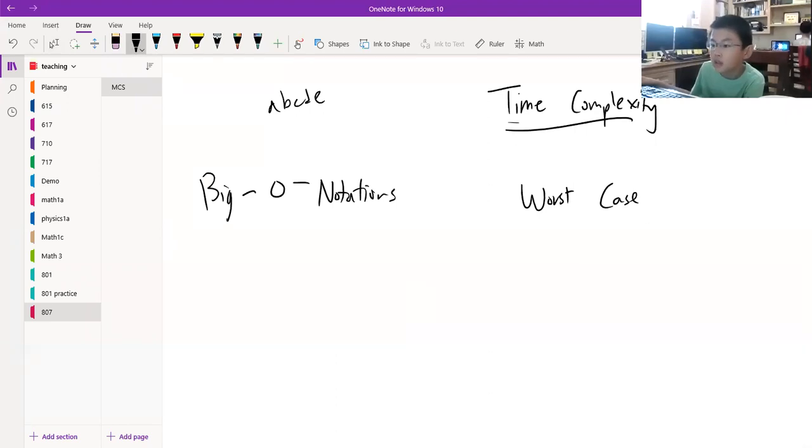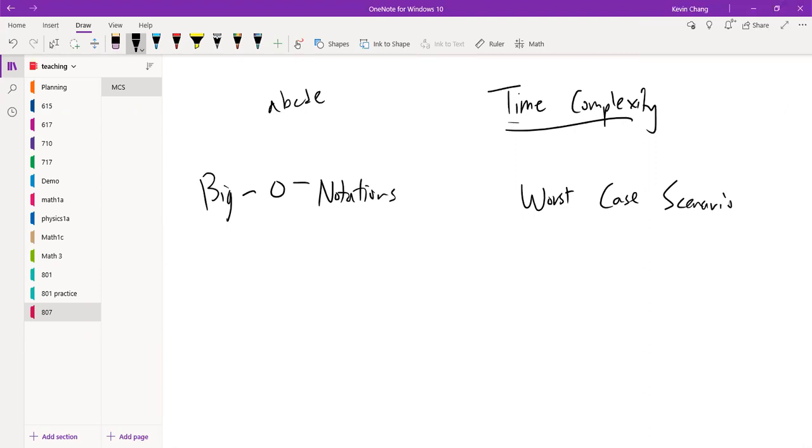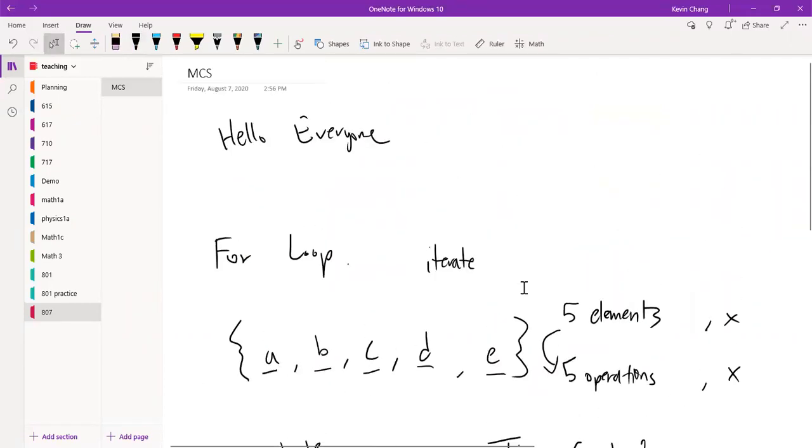So if we look at the worst case scenario, we're essentially analyzing what is the possible worst time that the program will complete running a certain operation. So let's go back to our previous scenario with our sets here. So let's look at our set of 5 elements.